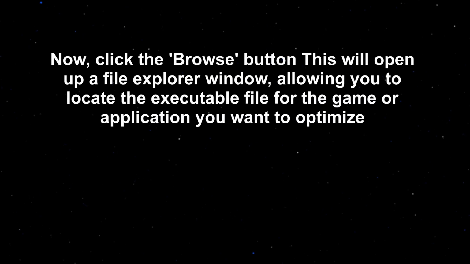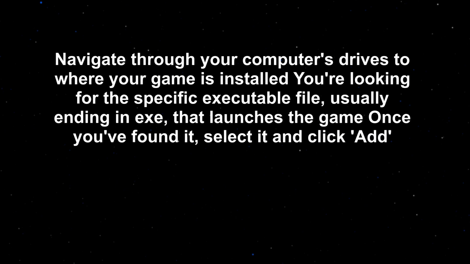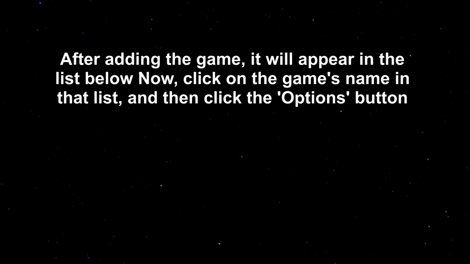Now, click the Browse button. This will open up a File Explorer window, allowing you to locate the executable file for the game or application you want to optimize. Navigate through your computer's drives to where your game is installed. You're looking for the specific executable file, usually ending in .exe, that launches the game. Once you've found it, select it and click Add. After adding the game, it will appear in the list below.